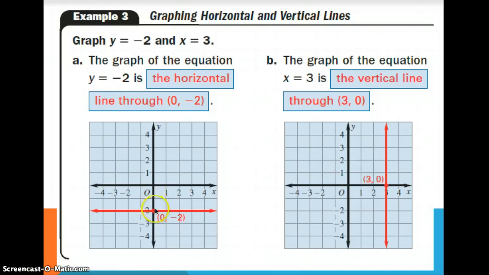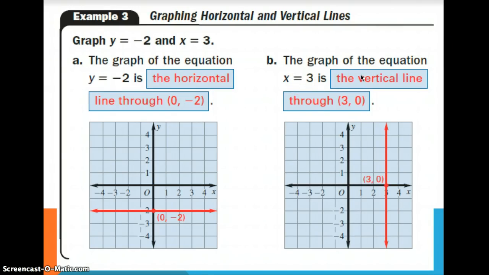What this is telling you is that when y equals negative 2, your x values can be anything. Your x value can be 0, it can be 1, it can be 2, but the y is always going to be negative 2. It is a horizontal line. You will need to know that when it's y equals any single number, it's horizontal.